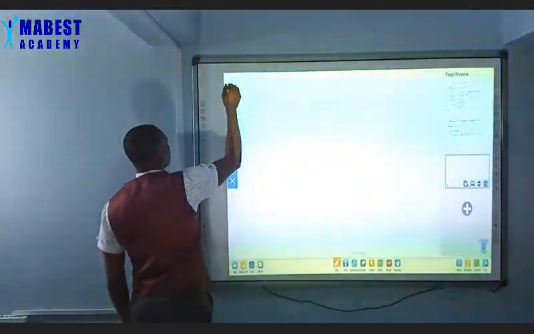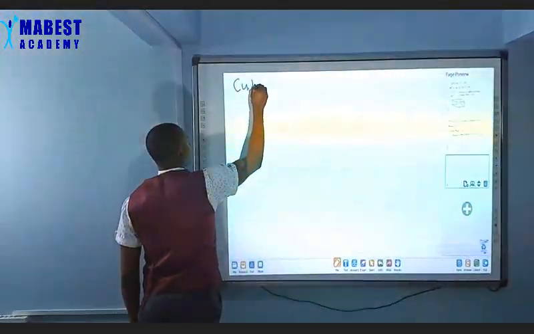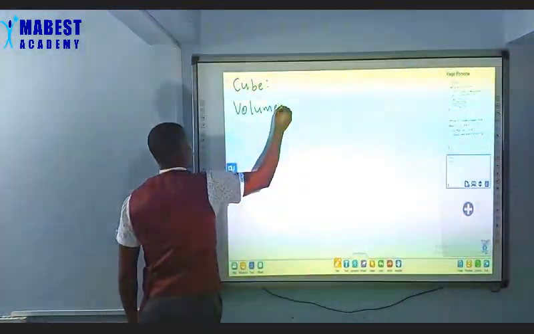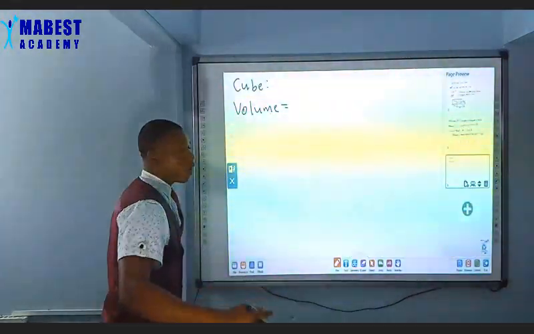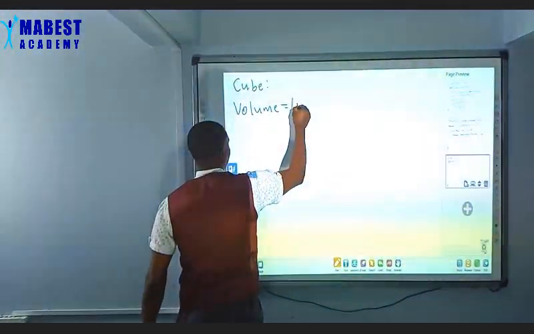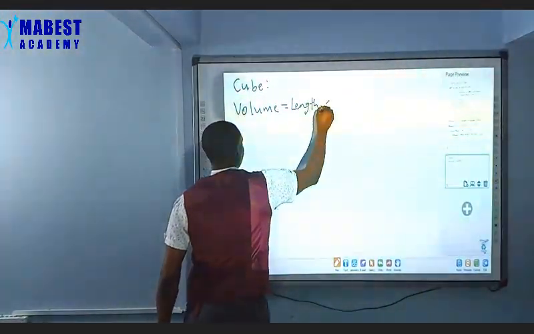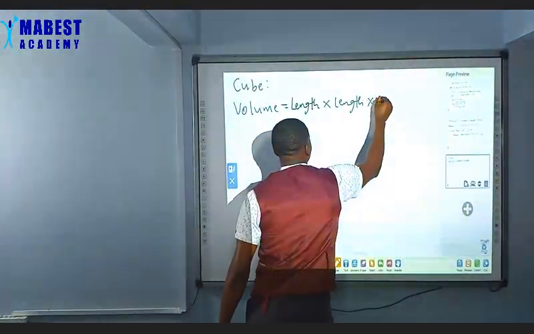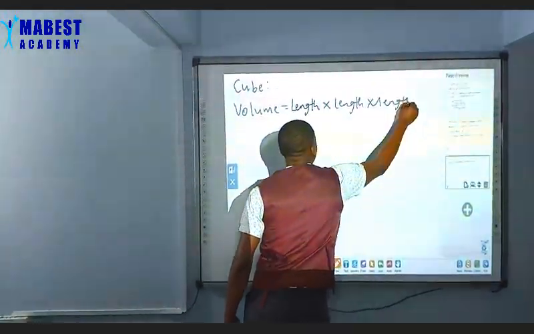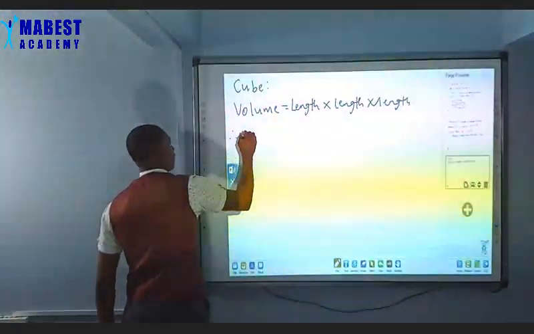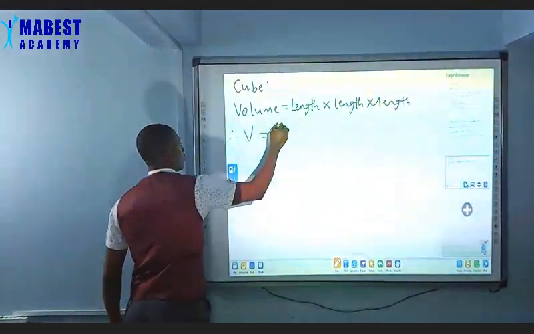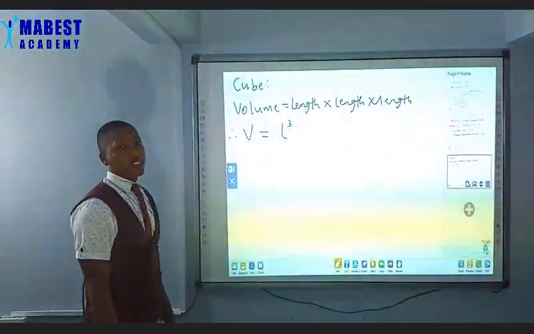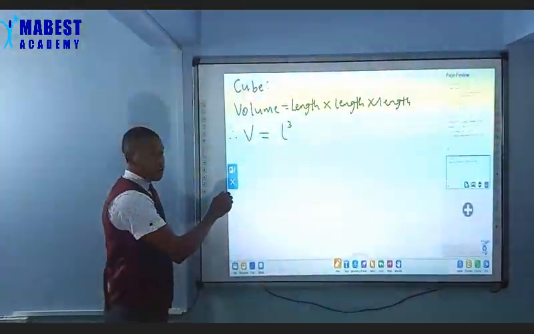So the volume of a cube will be equal to, since they have equal faces, length multiplied by length multiplied by length. And therefore it means that the volume equals length cubed. So that is the formula to calculate the volume of a cube.